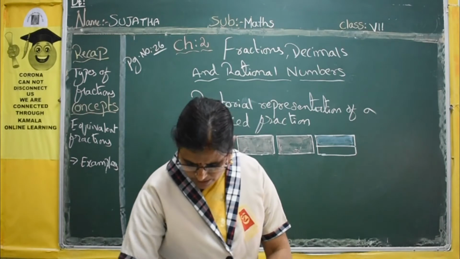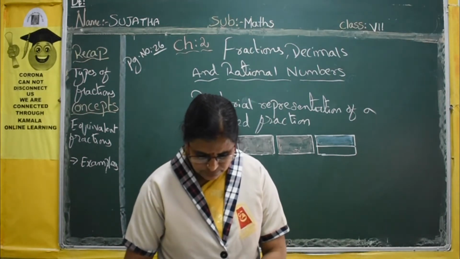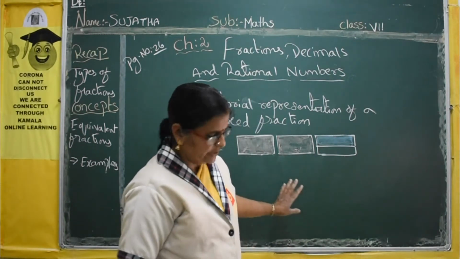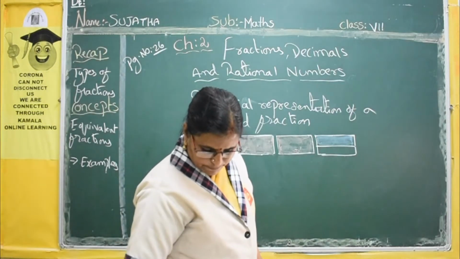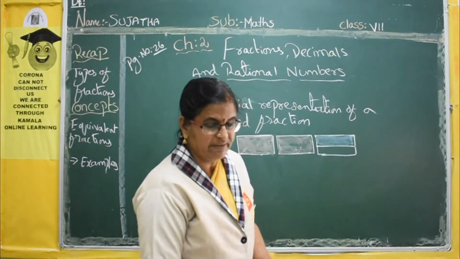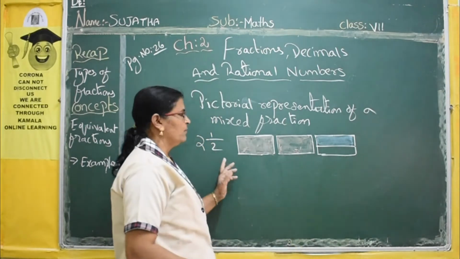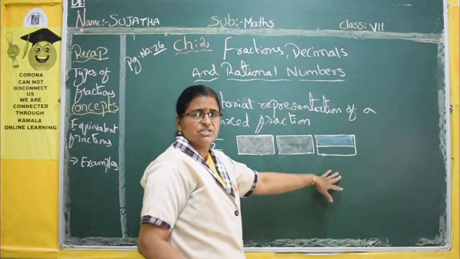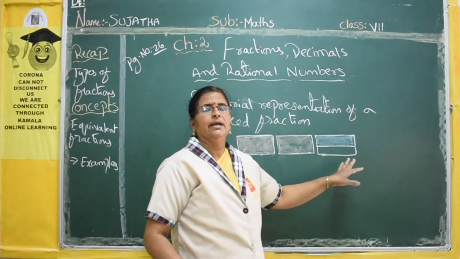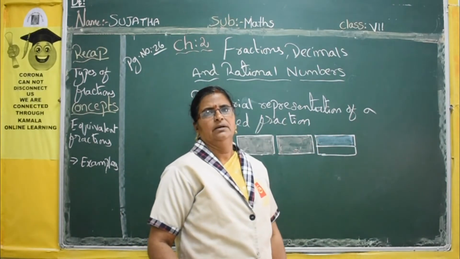Okay. Now, this is the pictorial representation of a mixed fraction. Now, what is meant by equivalent fractions? 1 by 4, now you understood, I think. 1 by 4 means you divide into 4 parts and in that one part you have to shade.